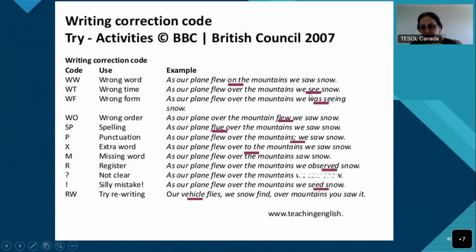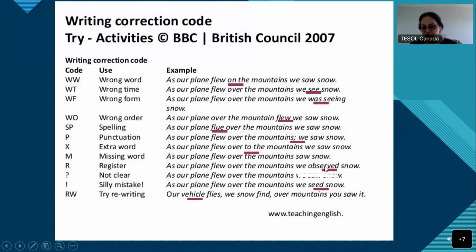Or it's the wrong time. As our plane flew over the mountains, we see snow, so the tense is wrong. Or wrong form of the verb. Or wrong order. Or the spelling is wrong. P for punctuation, the punctuation is wrong. Or here is an extra word. Or here is something missing. As our plane flew over the mountains, we saw snow, so something is missing here.